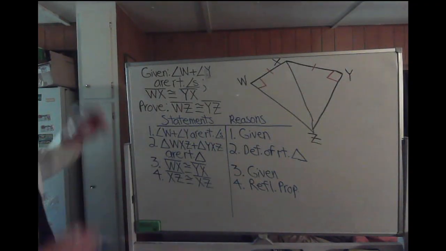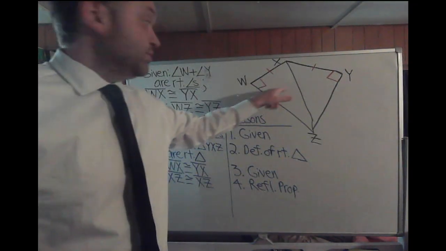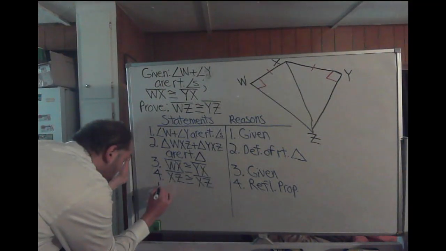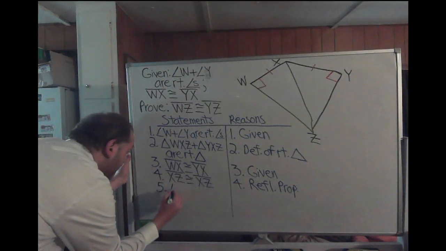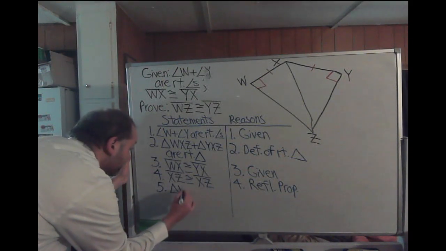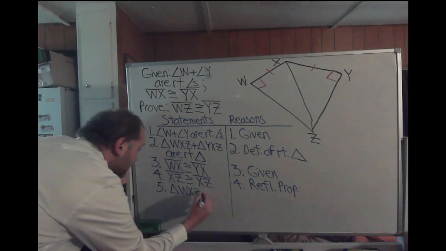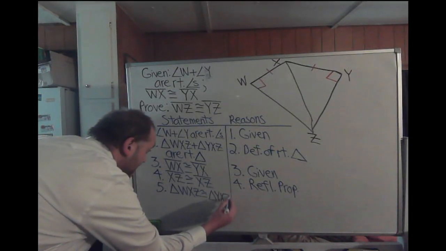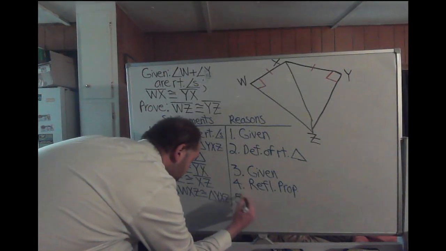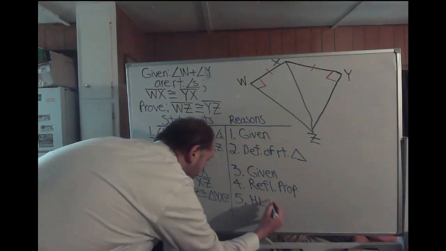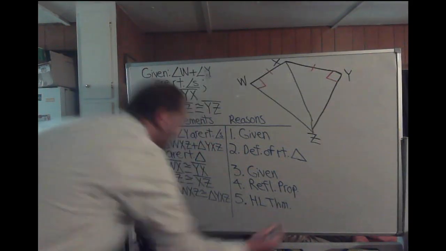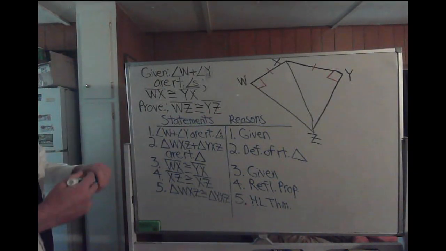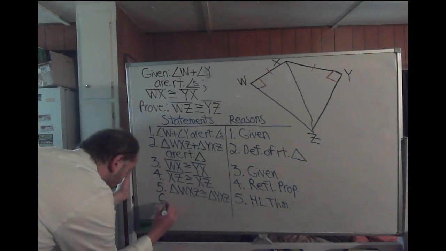Alright, where do we go from here? In each triangle, since they're right triangles, we have a leg and the hypotenuse congruent. So now we can say that triangle WXZ is congruent to triangle YXZ. That's going to be by the hypotenuse leg theorem, the HL theorem. Which now, last but not least, we can prove that WZ is congruent to YZ by CPCTC.